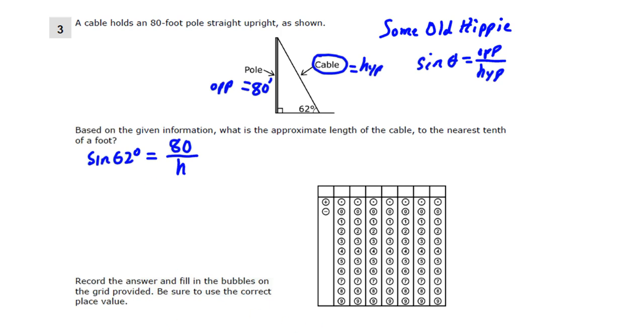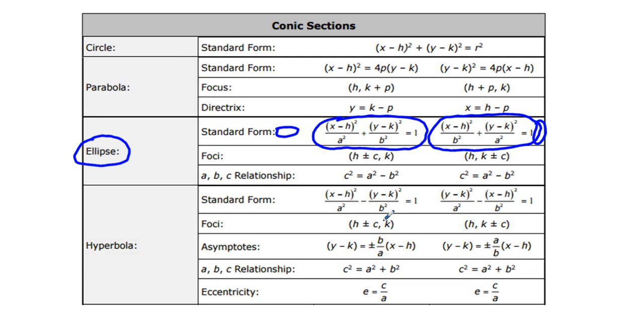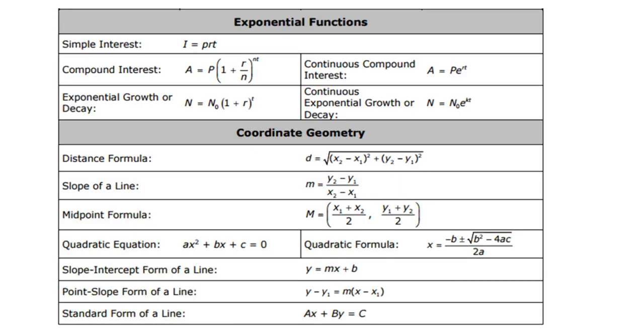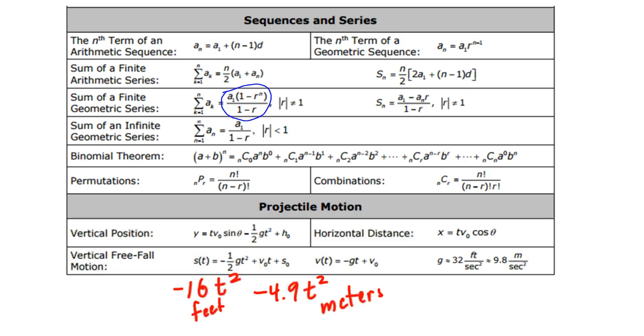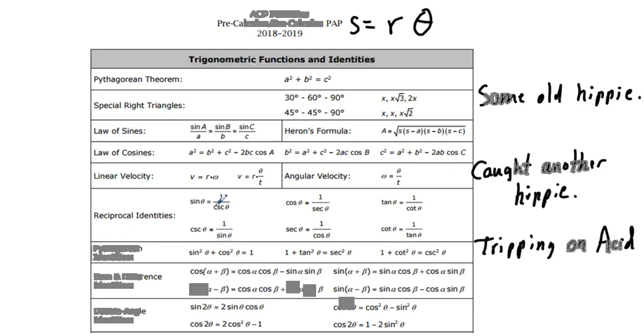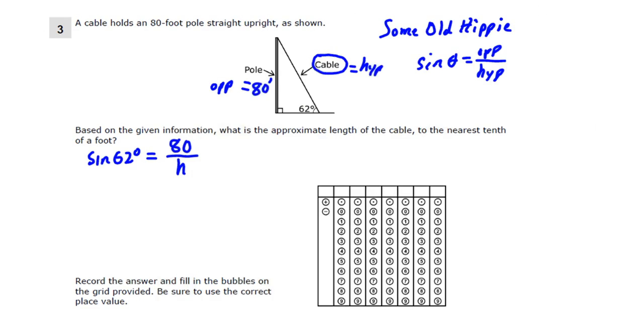And there are different types of things we can do. If we look at our ACP formula chart right here, let's see if we can see the sine, cosine. And here it is. There's our sine, cosine, tangent. So we can see our cosecant is our reciprocal of sine. So we can have cosecant 62 degrees equals h over 80. And then we can cross multiply. H is equal to 80 cosecant 62 degrees. And we want to the nearest tenth of a foot.